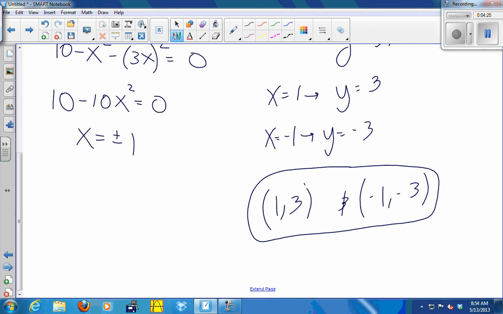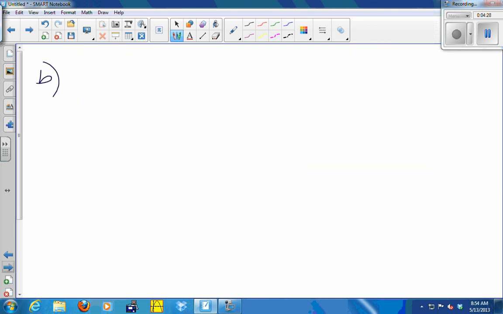All right, so part B is identify the types of the equilibrium points you found. So determine if it's a sink or a saddle or a source, etc. Okay. So I'm going to write this down again. X prime is 10 minus.